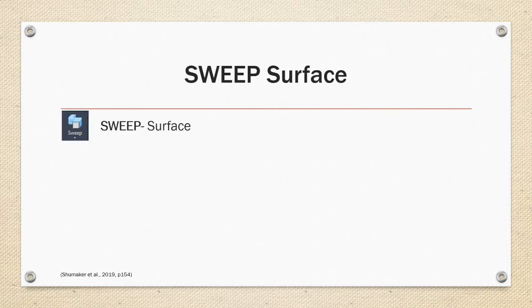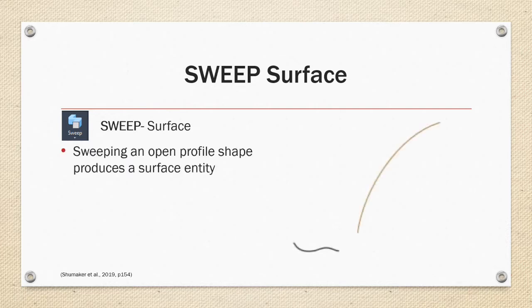Sweeping surfaces in AutoCAD involves sweeping an open profile shape, as used in the prior example. The black swept profile is just a single entity and is not closed. When that is done, it produces the swept surface entity.